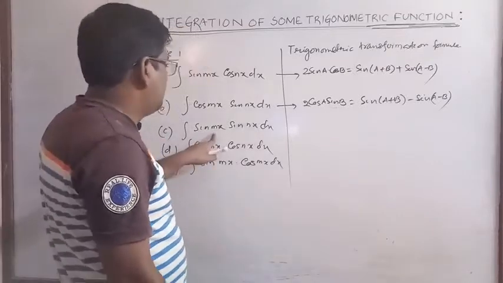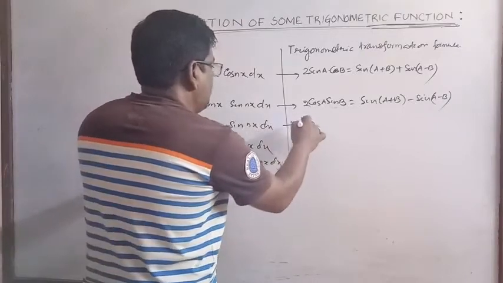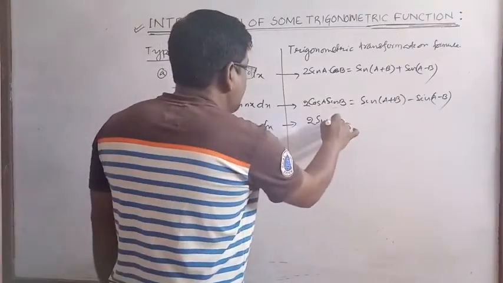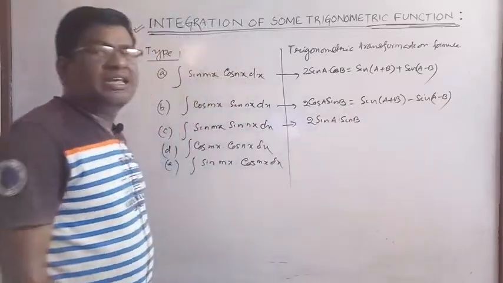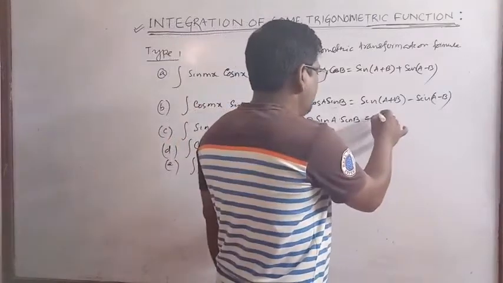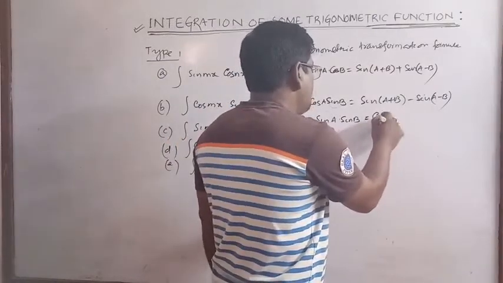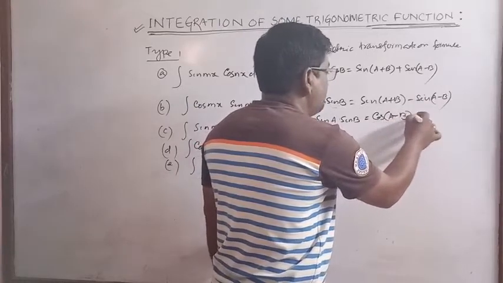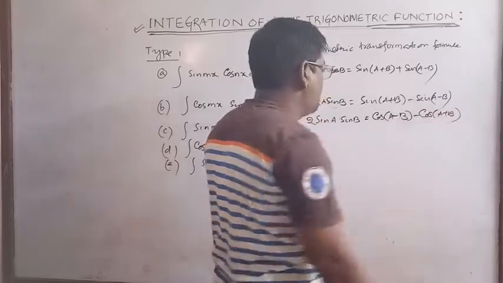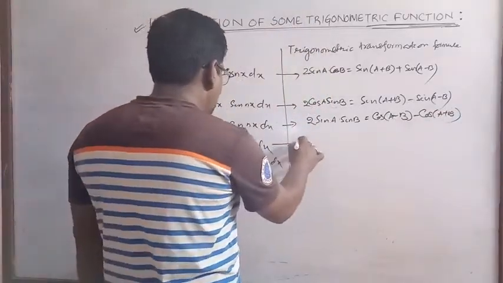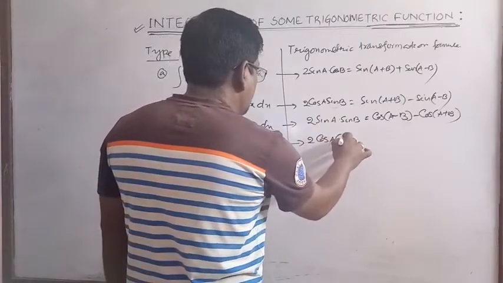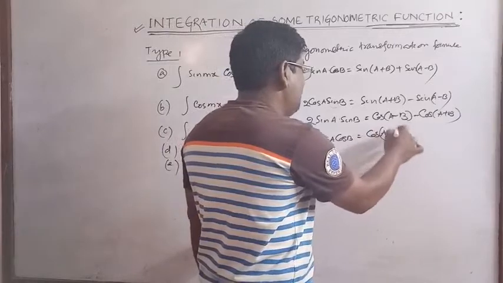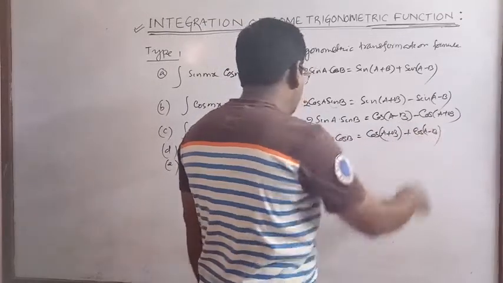For sin mx sin nx, we use the 2 sin A sin B formula, which is cos(A-B) minus cos(A+B). Now for cos A cos B we use the 2 cos A cos B formula, that is cos(A+B) plus cos(A-B). This is the formula for 2 cos A cos B.